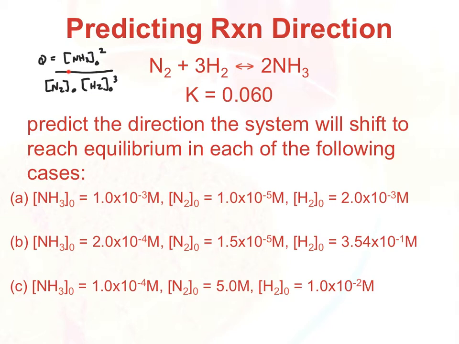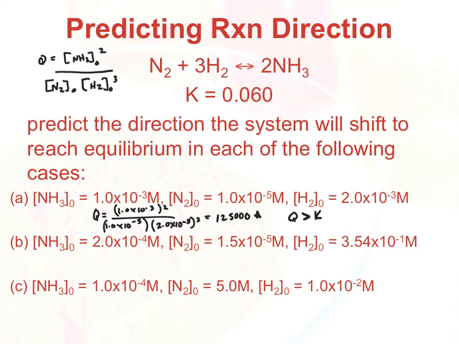I'm then going to compare Q to my K value that's provided here, and I'm going to dictate whether or not a shift needs to occur to the left or to the right. So let's go ahead and do problem A. My Q value here, after I've plugged in all of these initial concentrations, is quite large when I compare it to K. So in this case, Q is going to be much larger than the K value that they've provided. Because Q is larger, that means that products predominate.